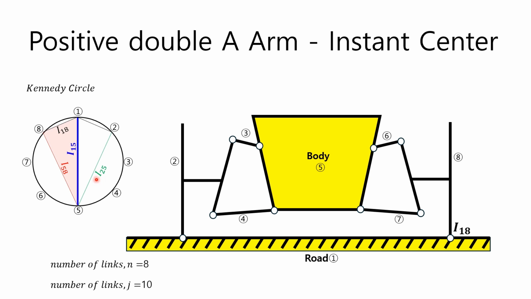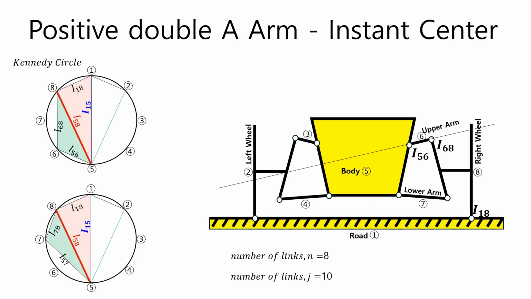First, let's look at the triangle 158 of the Kennedy circle. According to Kennedy's theorem, the instantaneous centers represented by each line segment of the triangle 158 must all be on a straight line. Among the 3 instant centers, I18 is the joint connecting link 1 and link 8, so it can be easily found, as shown in the figure on the right. The lateral cross-section and longitudinal cross-section of the vehicle passing through the instant center I18 both pass through the center of the right wheel. Let's find the instant center I58 using the Kennedy circle.